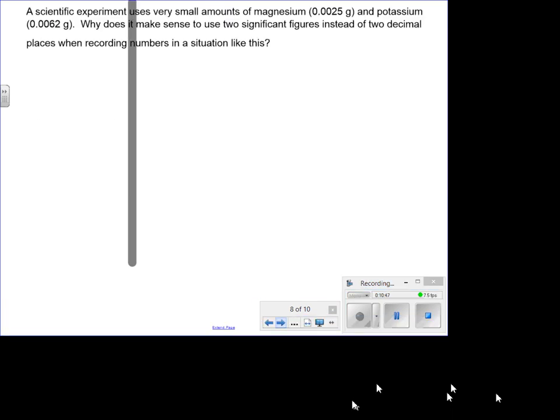So just to consider what this really means, why would we even need this, okay? If you guys go off to be scientists one day, or if you guys go off to deal with anything where you have to conduct an experiment, you might be dealing with something that's super, super small. So for example here, in a scientific experiment, you were using very, very small amounts of magnesium, 0.0025 grams, and a really small amount of potassium. Okay, so if I have these super, super small amounts, and then the directions say round to 2 decimal places instead of 2 significant figures, how would that look different?